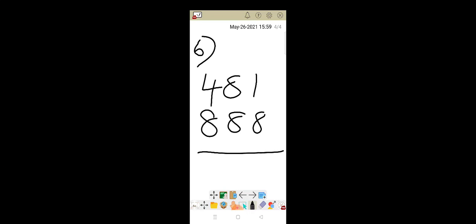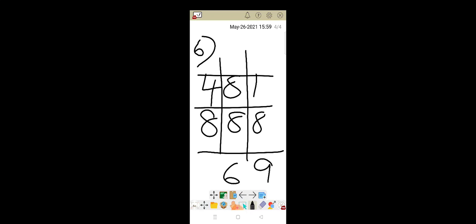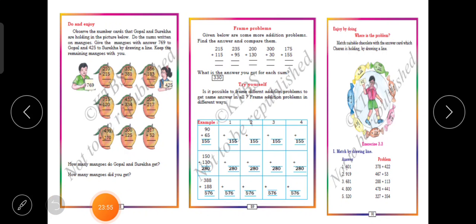888. I told you to draw the column, so you are going to carry here. See, 8 plus 1, 9. 8 plus 8, 16. 16 plus 1. See here, 8 plus 4 is 12 and it is 13. Is that clear? Like this you are going to carry the number. So next we'll see the following numbers. The same way you are going to add all the other numbers.